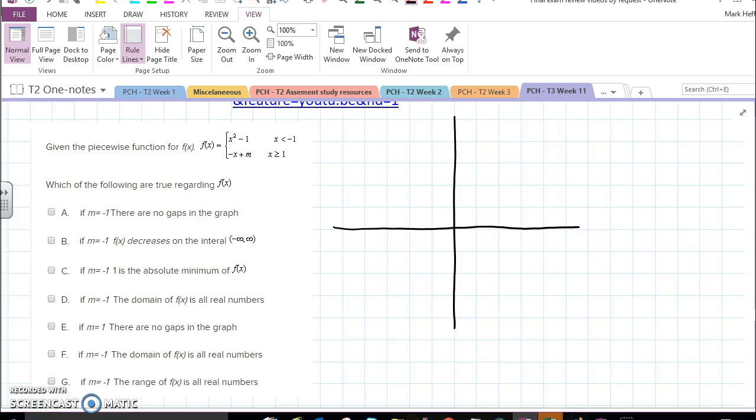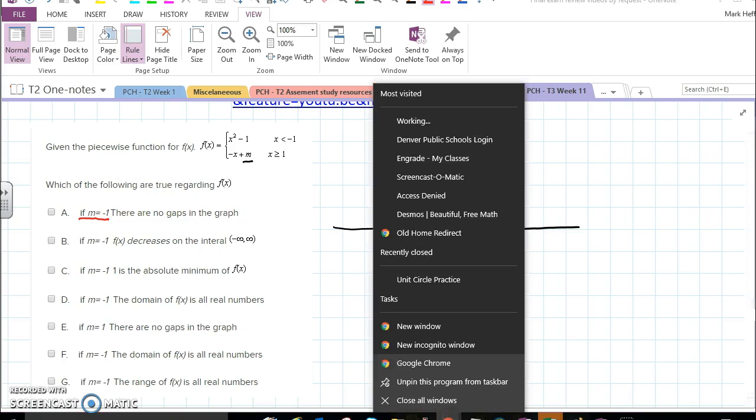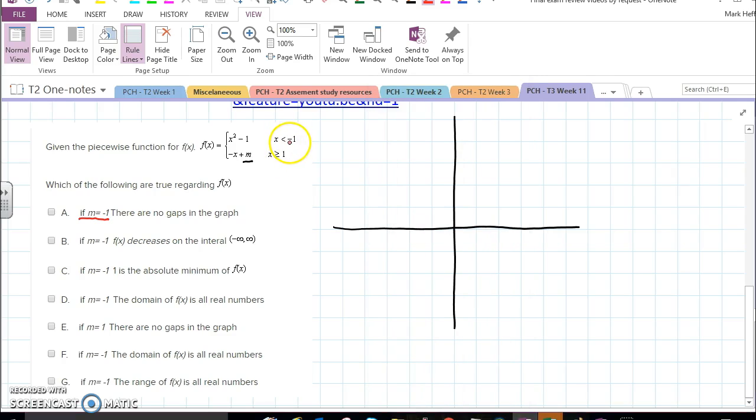You've been given a piecewise function, and you've been given a constant at the end, m, and m can equal various things. So we're going to graph this piecewise function as if m equals -1. So this should be less than or equal to -1 and then greater than or equal to also -1. And so x squared minus 1 looks like this. It's a quadratic.